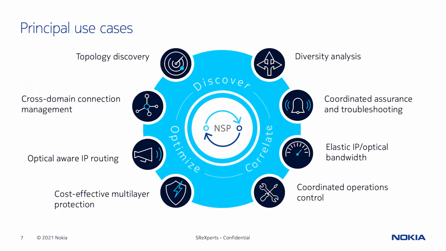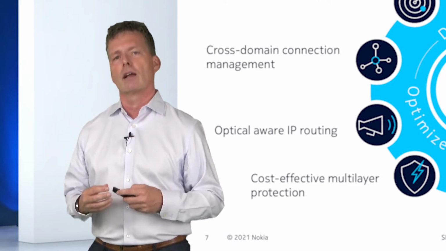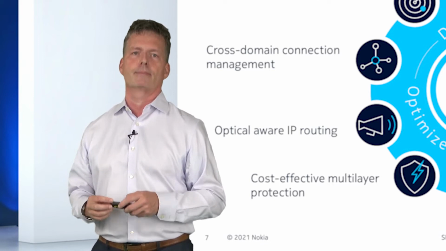Correlation includes the coordinated assurance and coordinated maintenance use cases, and these allow events and activities across layers to be synchronized and associated to make operations more efficient. Then finally, optimization includes optical service provisioning and enhanced resilience. These use cases allow the user to make changes to the network in an efficient and automated fashion, which can result in significant OpEx and CapEx savings.